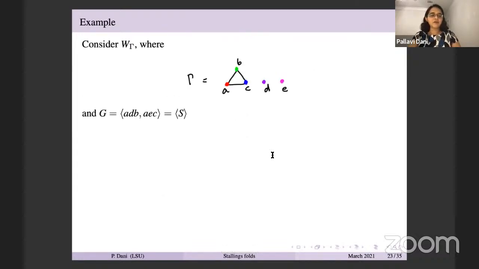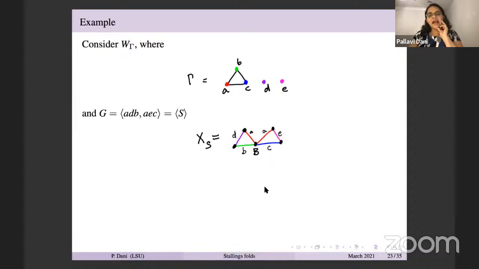So I'm probably not going to have time to say how to characterize any of the properties, but let me at least do a couple of examples to illustrate this definition. Let's say your graph is gamma, and you have a group generated by these two elements, ADB and AEC. So the rose graph that you start with in this case is this graph.